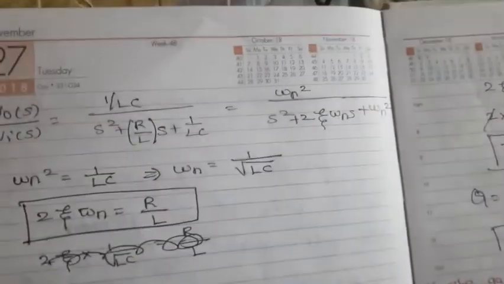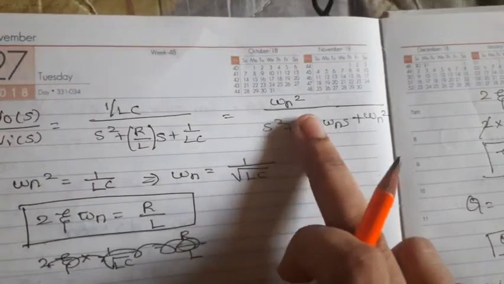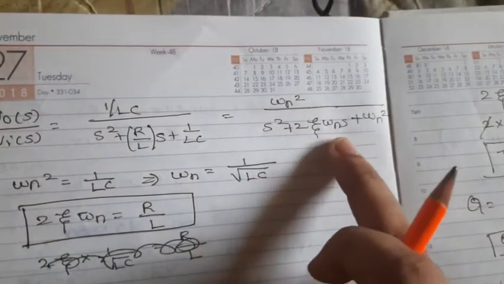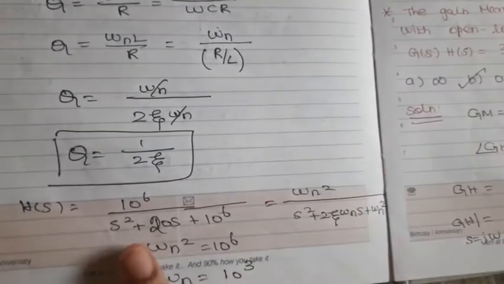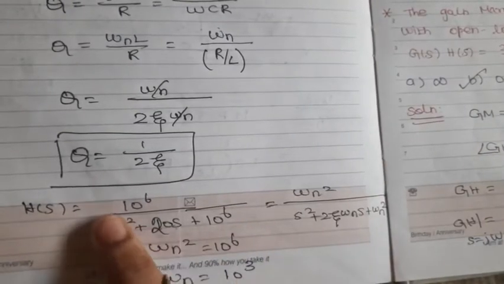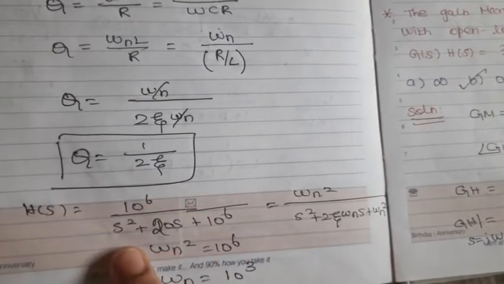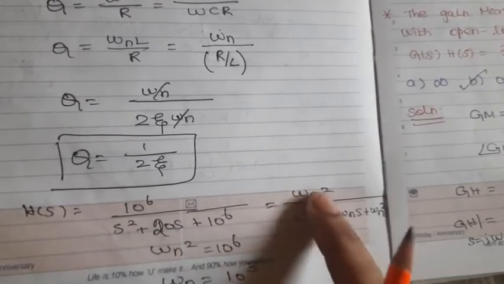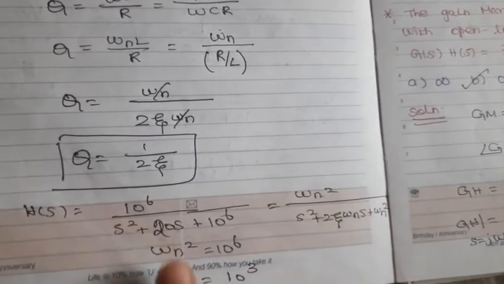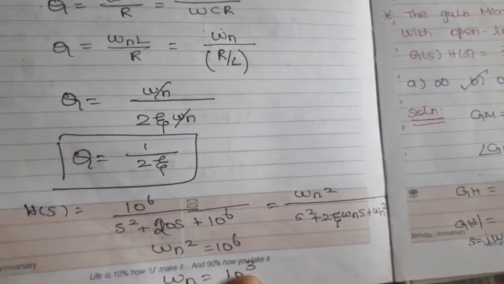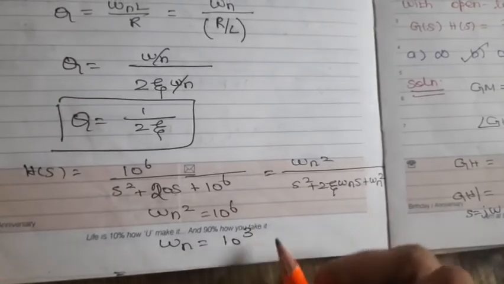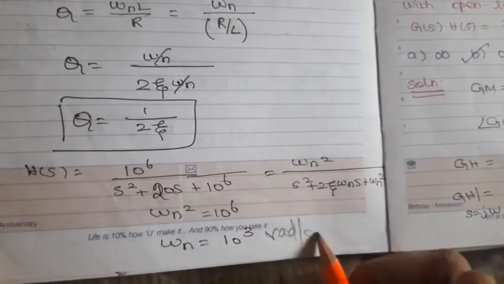So this is the standard equation: omega n squared divided by s squared plus 2 zeta omega n s plus omega n squared. Just equate that with the given transfer function, 10 power 6 divided by this term. Omega n squared is equal to 10 power 6. Obviously, omega n is 10 cube radians per second.